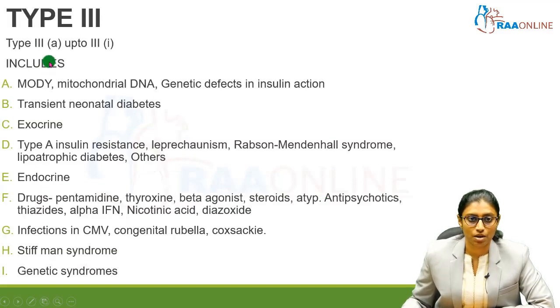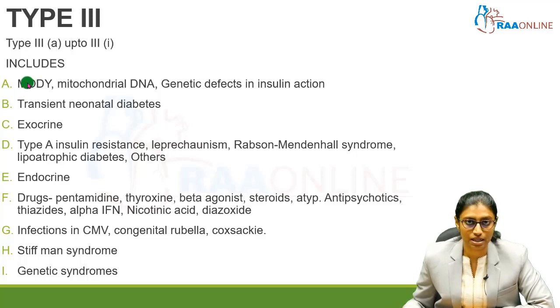So type 3, there are multiple types starting from type 3A to type 3I. Type A is called MODY. MODY is an older terminology. Now we have replaced it actually. So we will see about MODY in detail in the next slide. So type 3A is a genetic defect. So genetic defect in certain glucose processing molecules. It is called either MODY, or there can be a defect in the mitochondrial DNA or genetic defects in insulin action. All these come under type 3A diabetes mellitus.